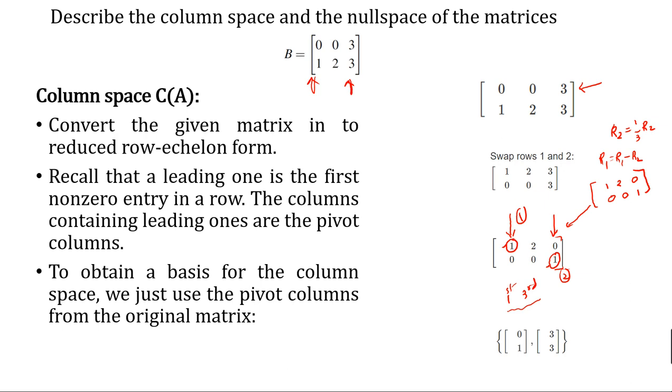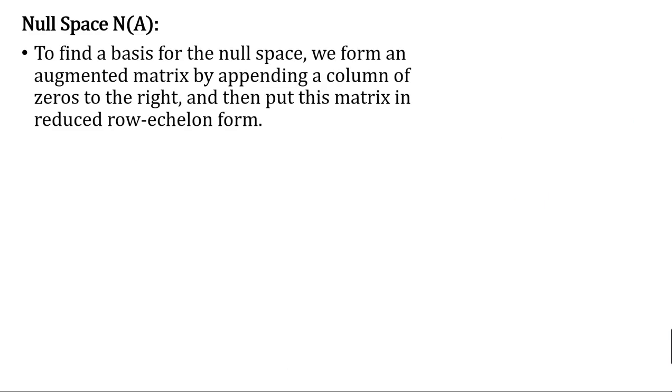So let us calculate the basis for the null space. The first procedure is to convert the given matrix into echelon form, then write it in augmented matrix form. Already we have calculated the reduced echelon form. By appending zeros to the right, we can create an augmented matrix that is written here. Reduced echelon form, append zero. It gives an augmented matrix.